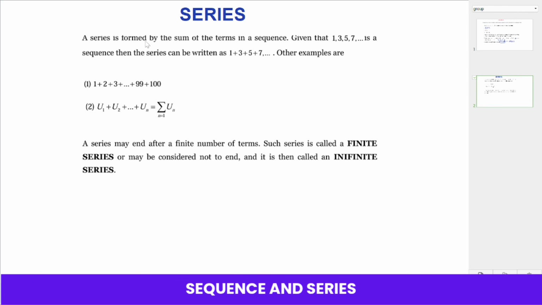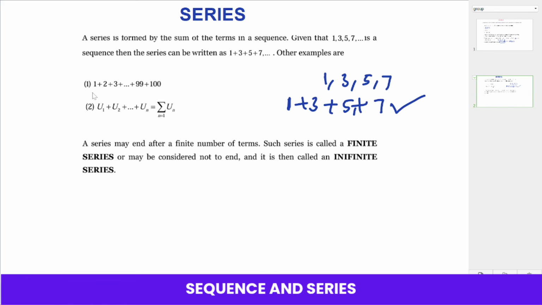We are saying that a series is formed by the sum of terms in a sequence. So given a particular sequence, 1, 3, 5, and 7, once we add these numbers, then it becomes a series. So we have 1 plus 3 plus 5, and then finally plus 7. This becomes a series. So we can say in simple terms that a series is a sequence that has been added.